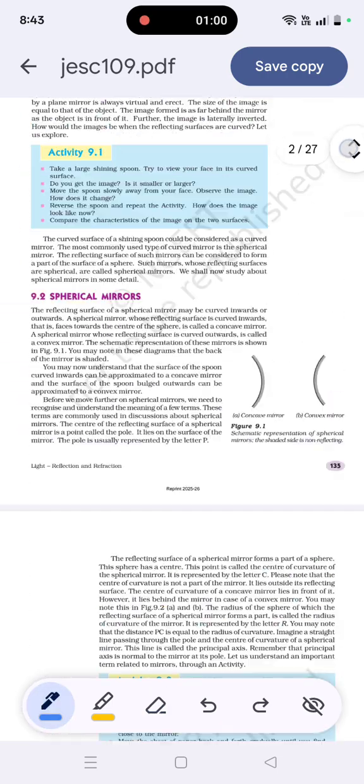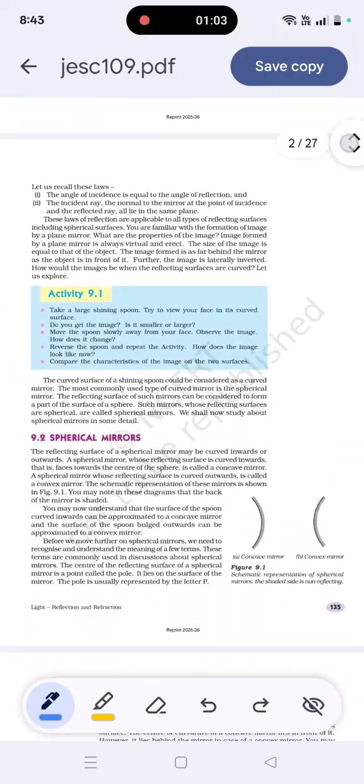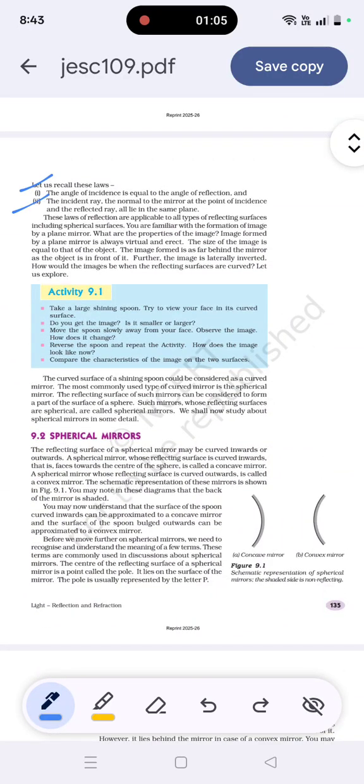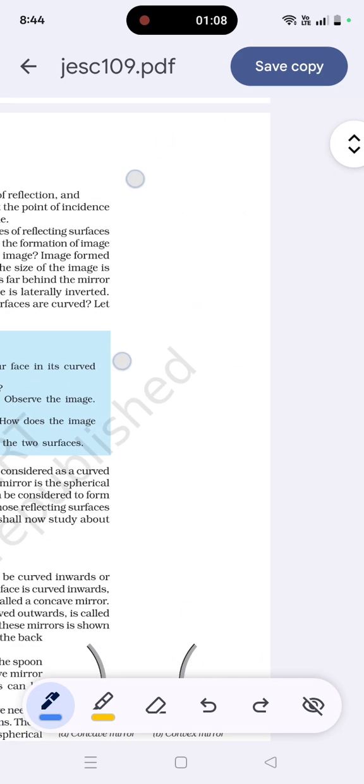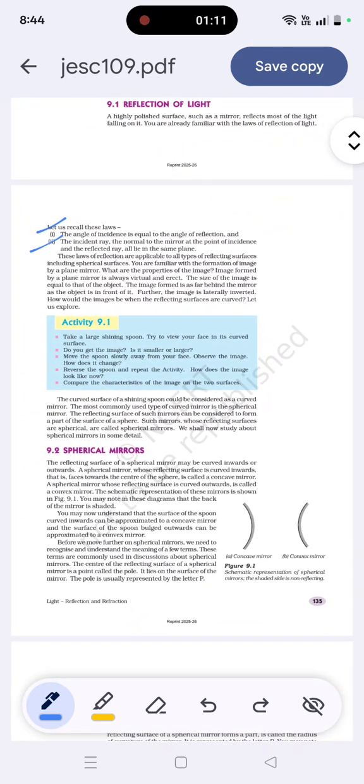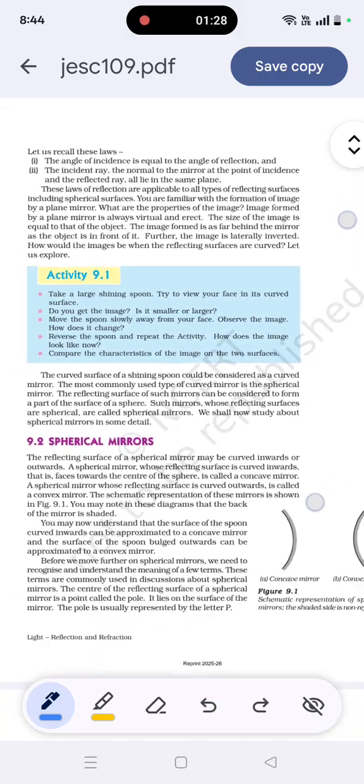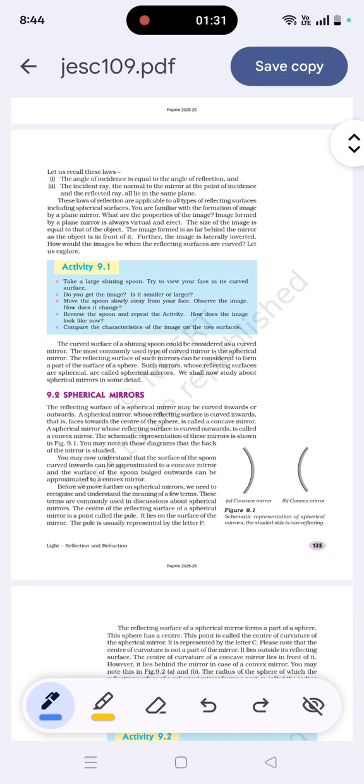Okay, so let's start with the reflection of light. This is important. Here they state the laws of reflection, which you have studied in previous classes: the angle of incidence is always equal to the angle of reflection, and the second law, that the incident ray, the normal and the reflected ray all lie on the same plane. Now the activities in physics are not at all important for exam purposes, but there are some activities that you can do.